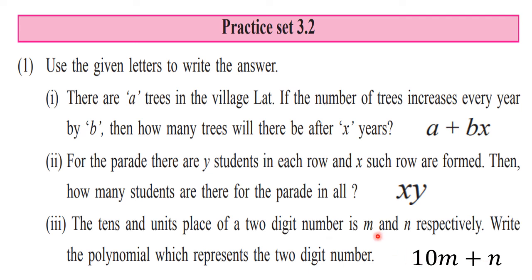Okay, the digit at the tens place you have to multiply by 10, so 10M, plus the digit at the unit place you have to multiply by 1. So 10 into M is 10M, plus 1 into N is N. Therefore, the polynomial which represents the two-digit number here is 10M plus N. Don't write MN. It is wrong.